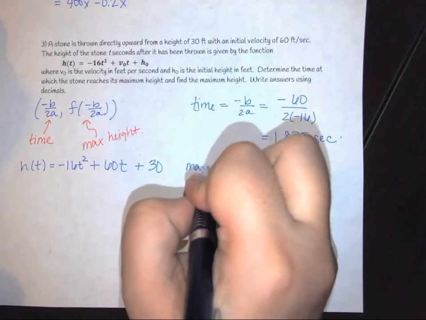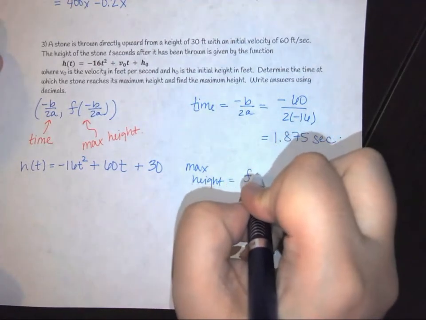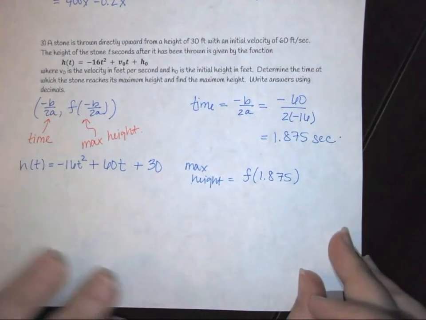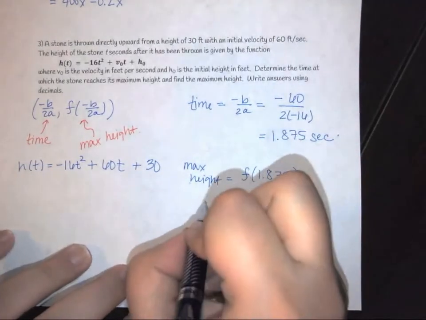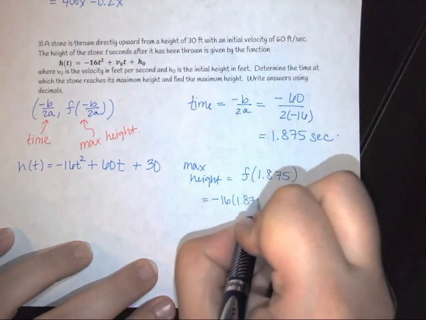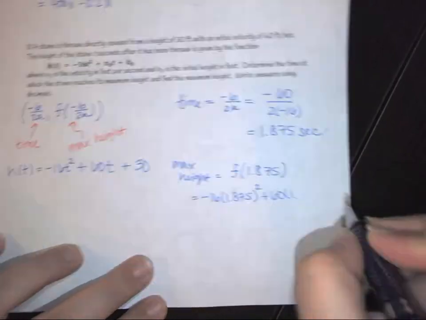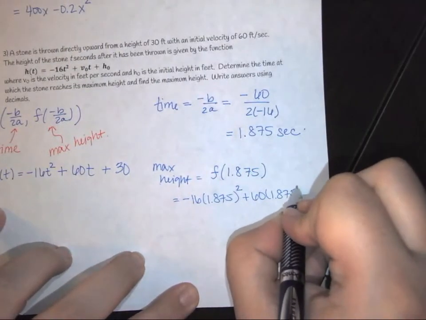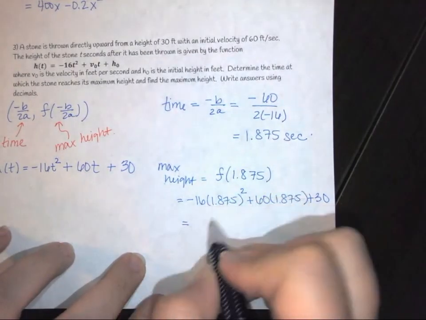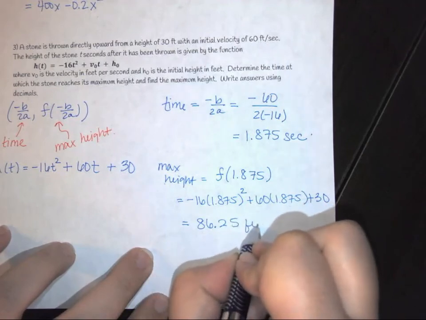Now, to find your max height, again it says we're going to do the function evaluated at whatever our time was. So here, this is going to be negative 16 times 1.875 squared plus 60 times 1.875 plus 30. Use your calculator and you should get a decimal answer of 86.25 feet.